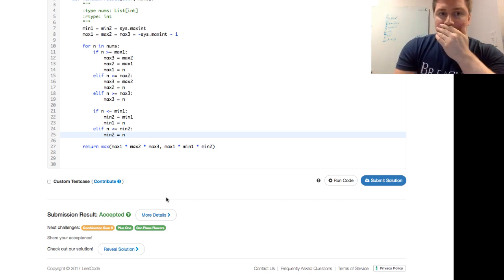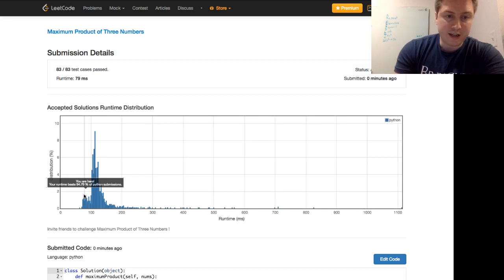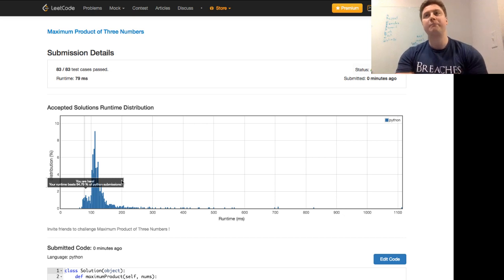And although this is the same time complexity as the first solution we showed, it is way faster. Just about 100 milliseconds, faster than almost 95% of Python solutions. So this goes to show you that things that are in the same regime of time complexity for big O notation, in this case linear time complexity or O of n, they can be vastly different actual runtime speeds. Oh, runtime 79 milliseconds, so I should have seen that there.